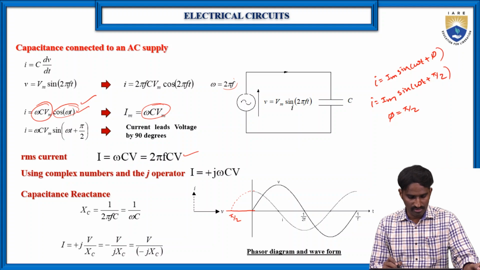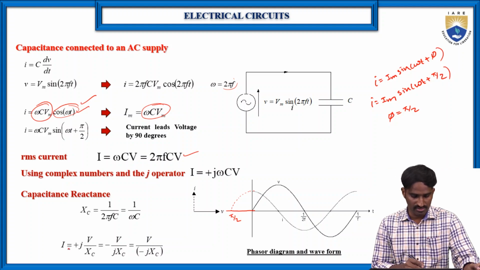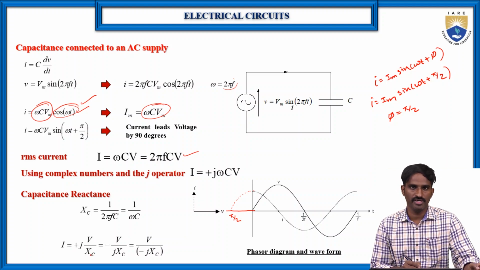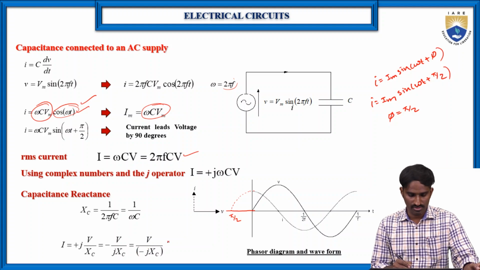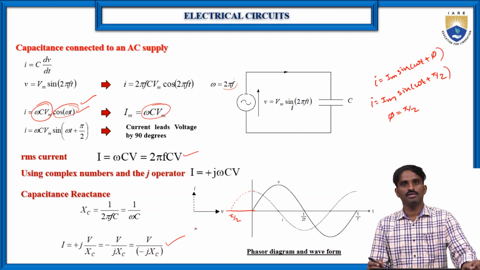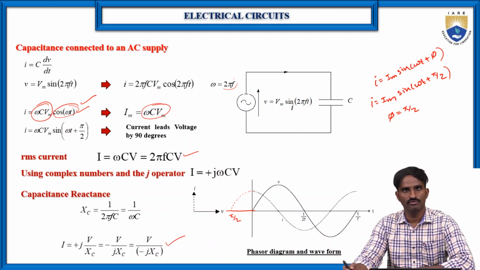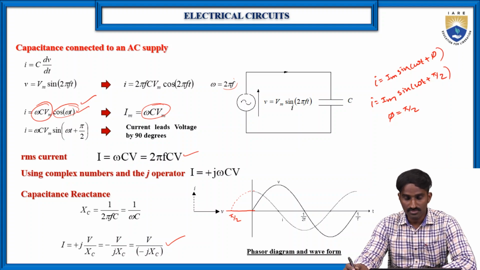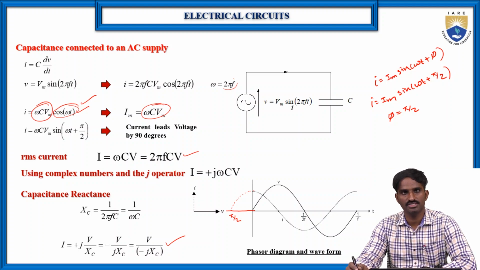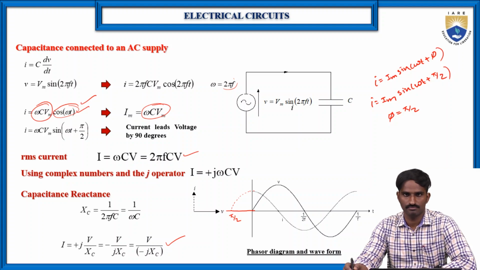So simply here we can also write I is equal to plus j into V by Xc, or if you multiply and divide by j in the numerator and denominator of this equation, then you will get minus V by j Xc. Okay, so this is how we can find the current equation when a pure capacitor is connected across the AC voltage source, right?